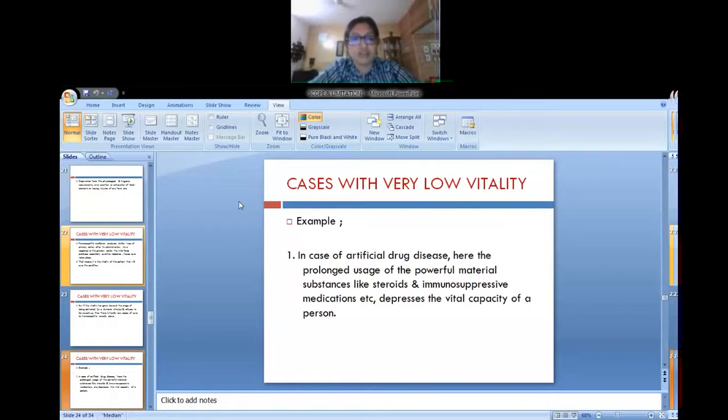In case of artificial drug disease, here is the prolonged usage of powerful material substances like steroids and immunosuppressive medications, etc., which depress the vital capacity of a person. So for a very long time, if you've been consuming antibiotics or corticosteroids or any other immunosuppressive medication, you have already deprived the body of certain natural disease fighting agents. For example, if you've given a lot of antibiotics for a long time, you have depleted the vitamin B12 supplies or the intestinal flora or the healthy bacillus present.